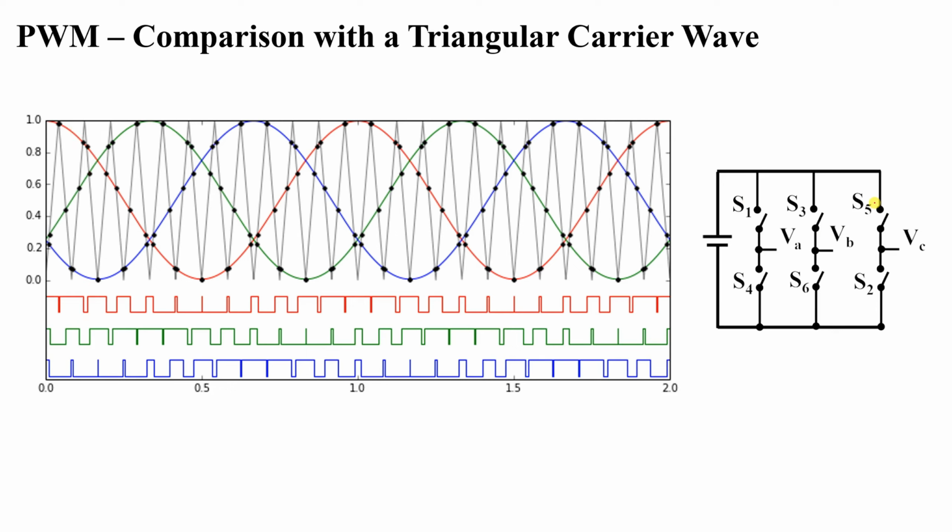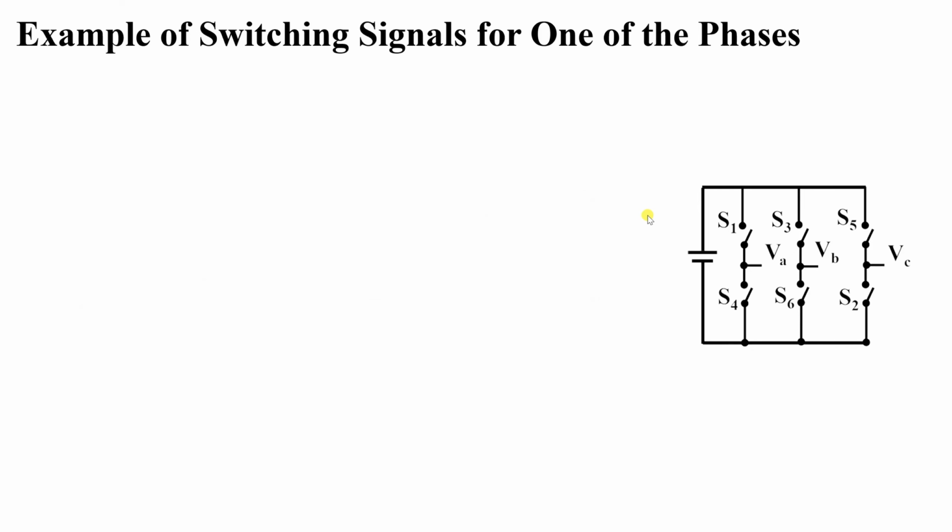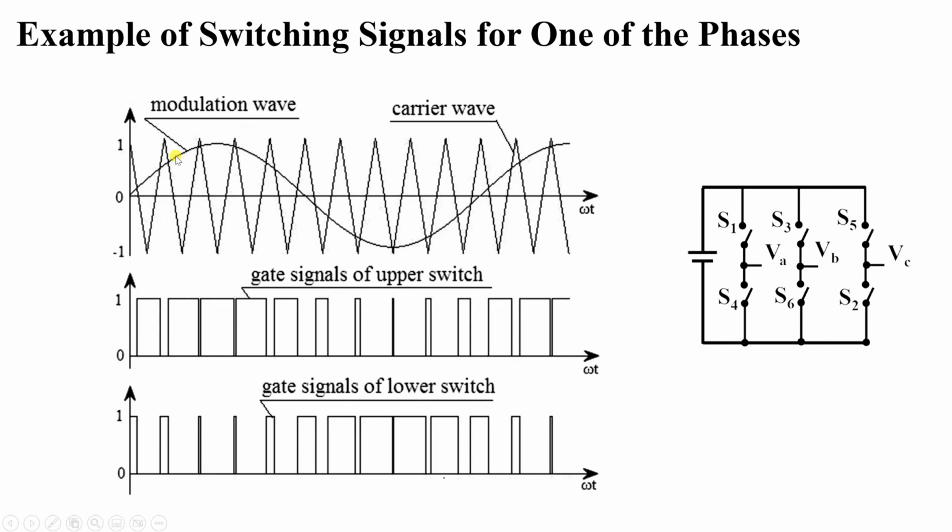So this is translated in the end into pulses that we would like to reach. These pulses translate to these waves. Let's look at just one wave to make it more clear. For example, if we take this switch S1 and S4, we have upper switch S1 and lower switch S4. So we have our modulating wave, and this is the triangular carrier wave.